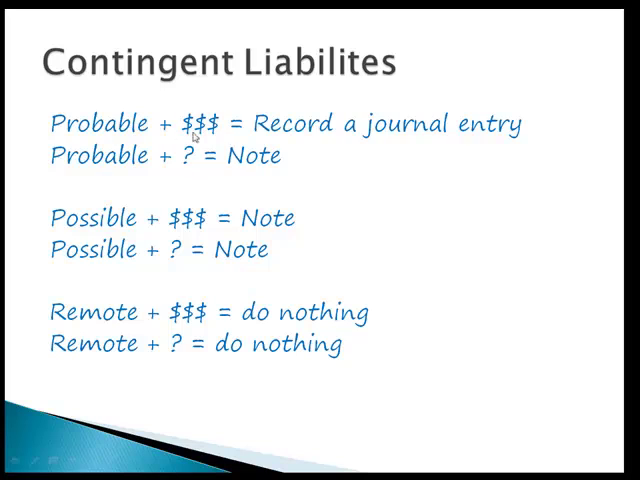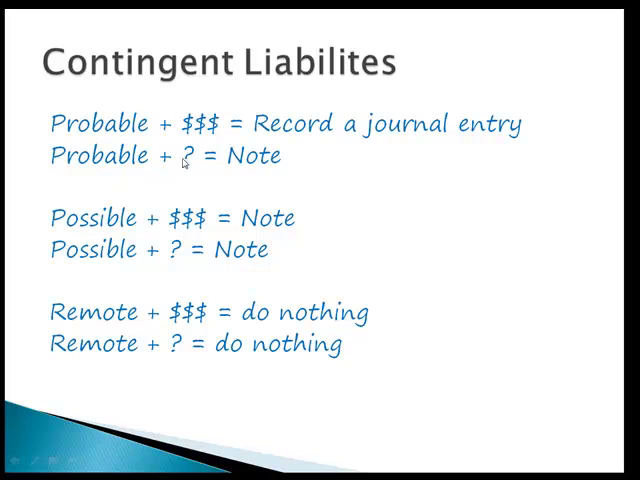If it's probable and we know the amount, this means the attorney says, yeah, you're going to have to pay this. We're almost certain you're going to have to pay this, and here's the amount. You would officially record a journal entry. We're not going to get into the journal entries here in this class, but you have to know how to handle it. So in this case, we would record a journal entry.